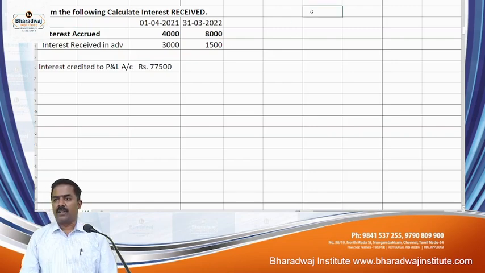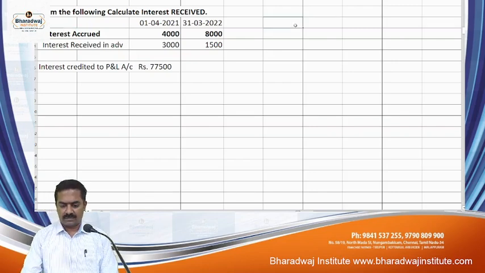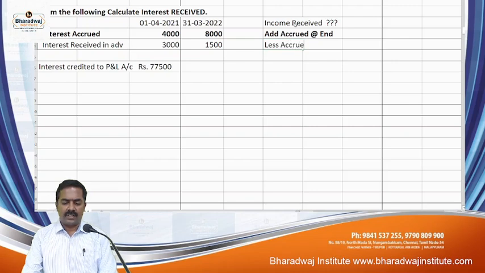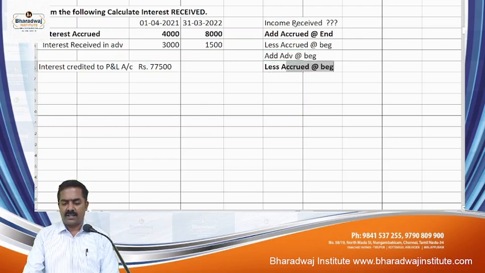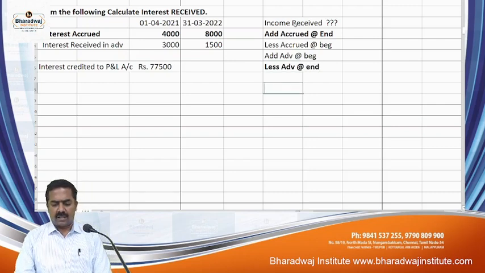So normally in the P&L account, what will we do? Income received we will take, that is asked as a question mark over here. We will add which one? Accrued at the end of the year less accrued at the beginning, because it belongs to last year. We will add what? Advance at the beginning of the year less advance at the end of the year. We will get on accrual basis.